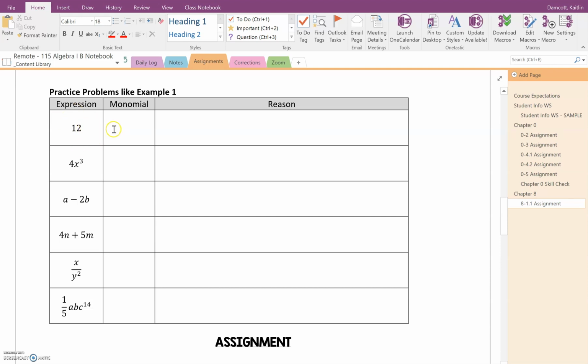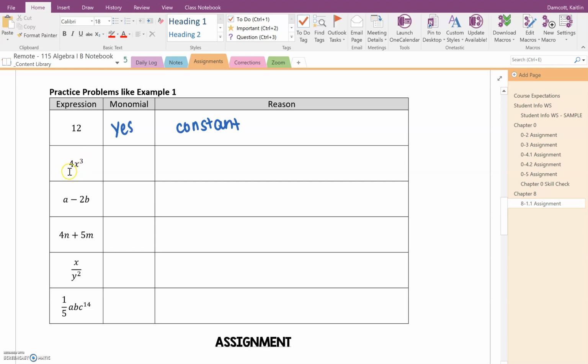Let's get that down. And then this is what the answer is. 12 is a monomial. Yes. Our reason being is that it is a constant. It is a number. So this is an example of a monomial. All right, constant. The next one, we have 4x to the third power.